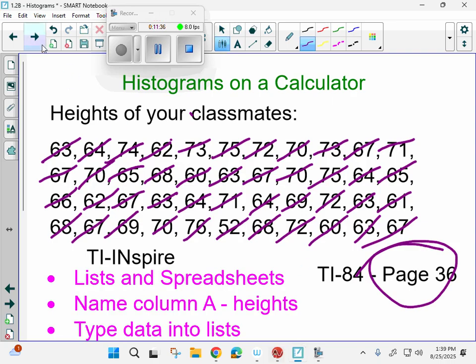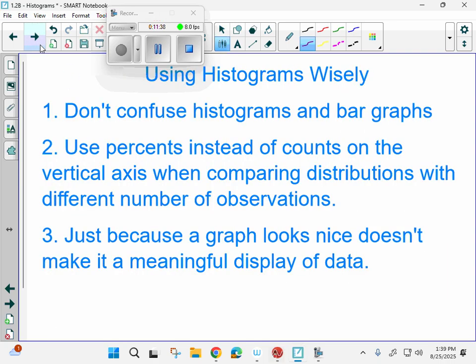All right, don't confuse histograms and bar graphs. Bar graphs are for categorical data. Should we do SOCS on any bar graphs? No. SOCS is only for quantitative data, okay? All right, use percents, sorry, if you're trying to compare distributions, because your counts might be different. That way you can compare by percentages.